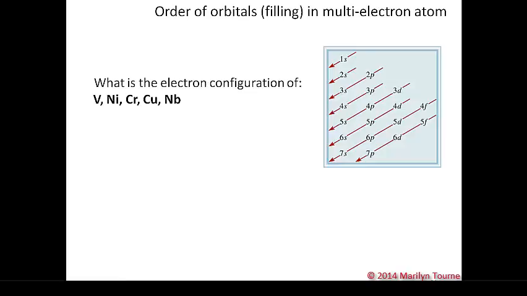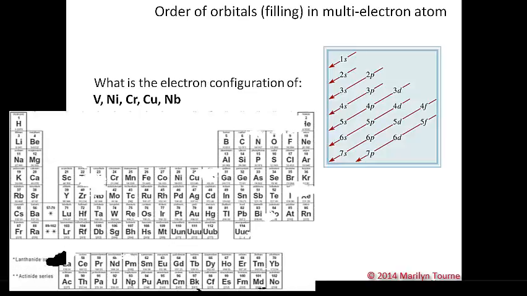So using this figure, let's see if we can come up with the electron configuration of the following elements. The first one will be vanadium. Vanadium is element number 23. It's in the transition metal block. So I'm going to do it the long way, and then we'll do it the shorthand way.